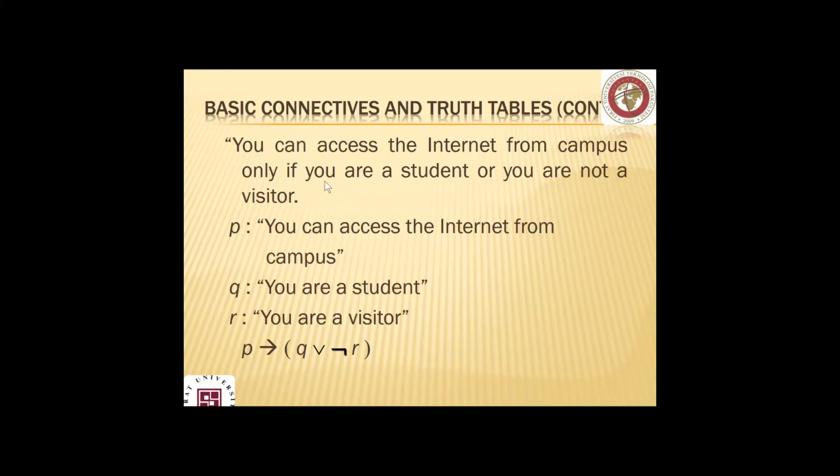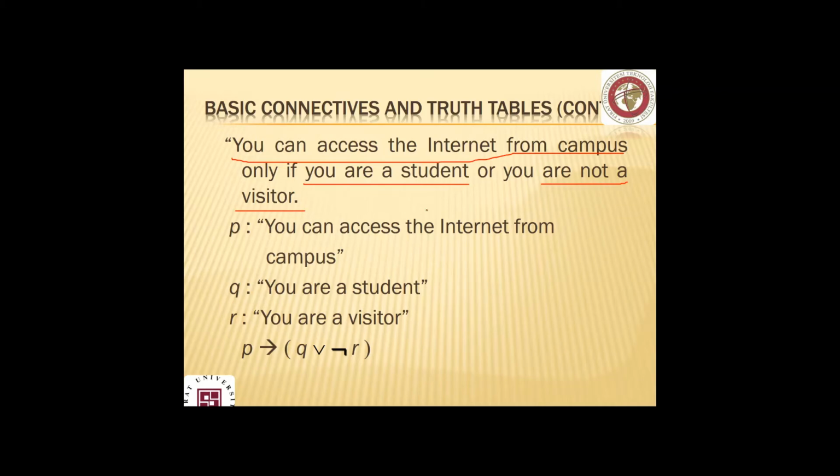If you are a student, let's take this part, leave the operator. You are a student. This is also another assertion. You could be a student or not, so true, false, or another operator. You are not a visitor. Good. So we have here one. Let me use the pen. We have one here. You can access the internet from campus. This is, let's say, P. Only if, leave if aside, it's an operator. You are a student. Q. You are not a visitor.